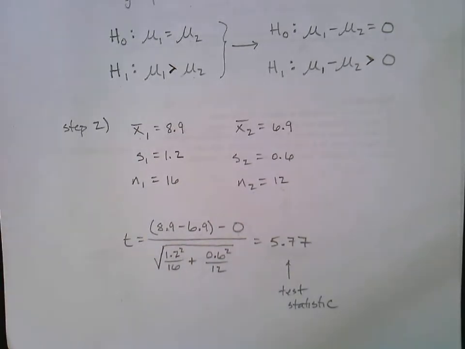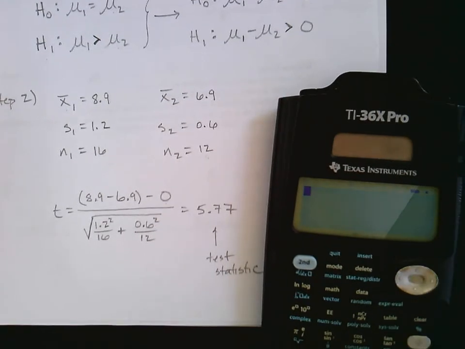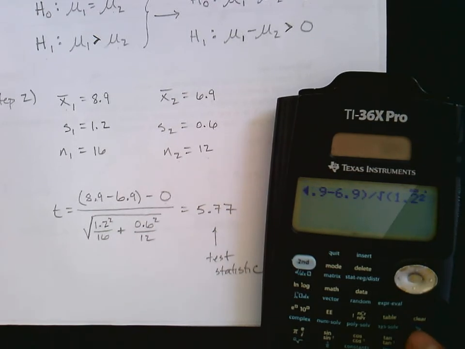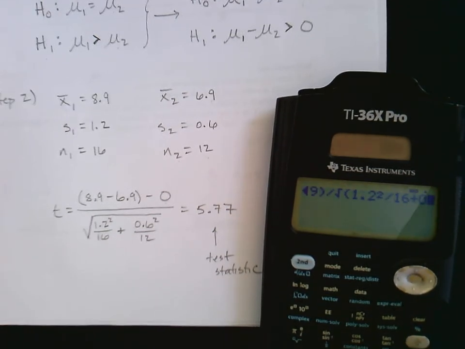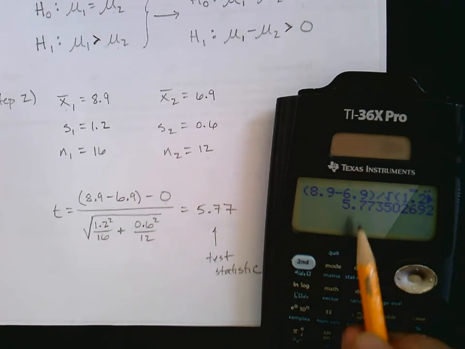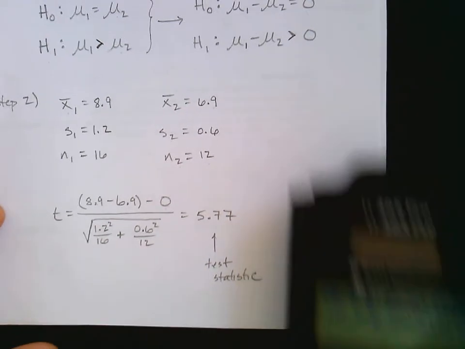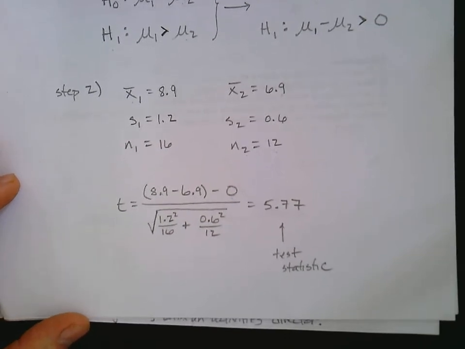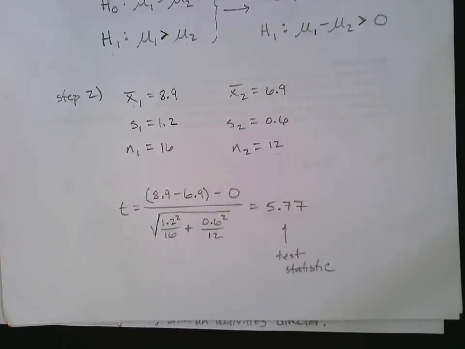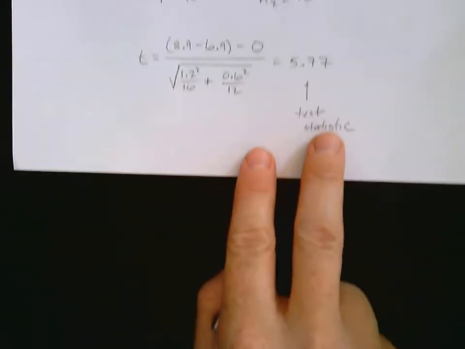I'm going to do it maybe to the side here. Let's see, I'm going to go parentheses 8.9 minus 6.9, and I don't need to say minus 0, divided by square root 1.2 squared over 16 plus 0.6 squared over 12, close my parentheses, and that should do it. 5.77 when I round it. There's our test statistic for step number 2. Let me try and keep that on the screen.